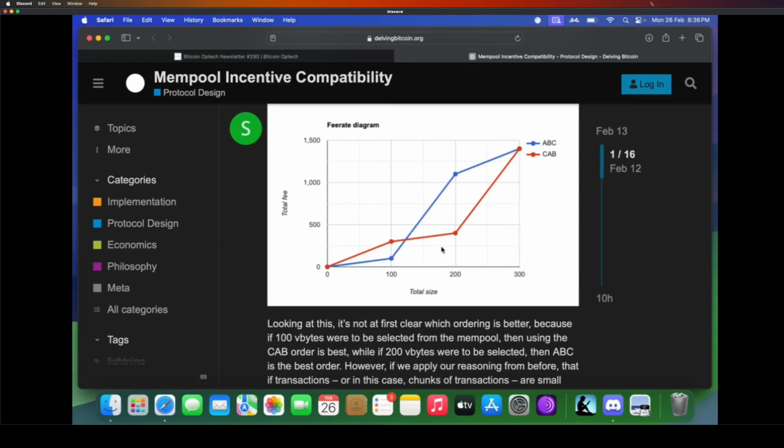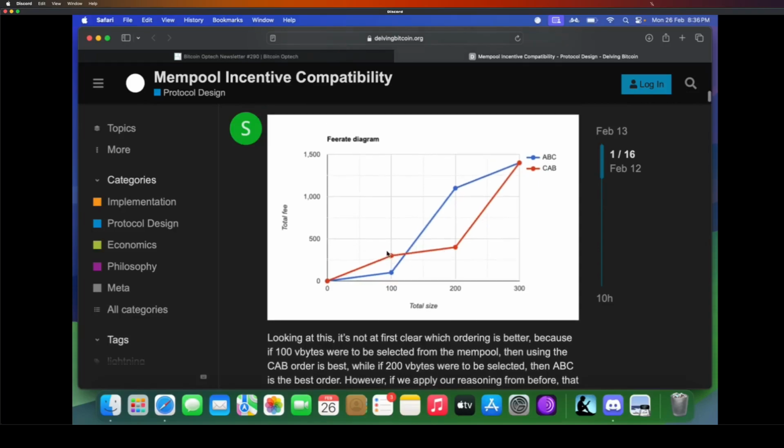Okay, now let's say we can only select 2 transactions. If we allow those 2 transactions to be C and A, again we're in loss. But if we allow those 2 transactions to be A and B, we're in profit. Now let's say we are allowed to include 3 transactions. Those 3 transactions are A, B, and C, or they could be C, A, and B. So we make the same profit.